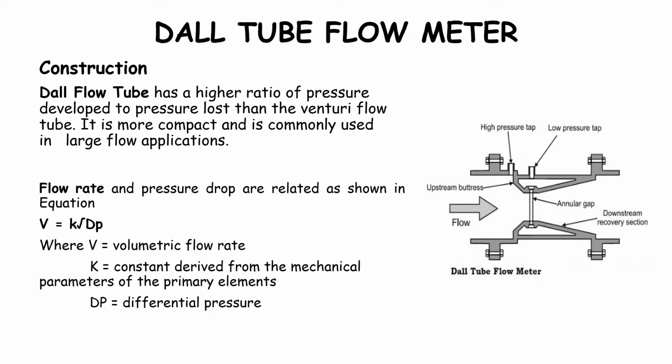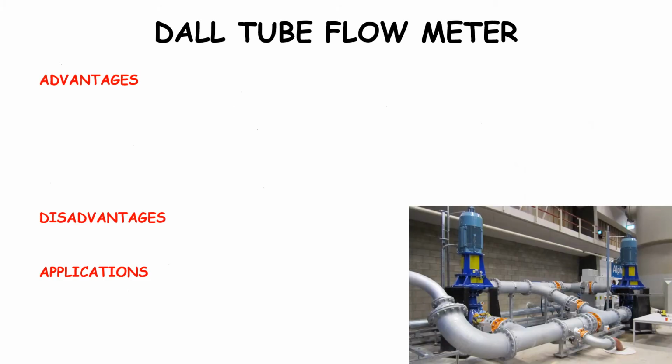V is equal to K root of dP, where V is the volumetric flow rate, K is the constant derived from the mechanical parameters of the primary element, and dP is the differential pressure. Now this diagram which is shown here tells about the Dall tube which is fitted into an industry to measure the flow rate.